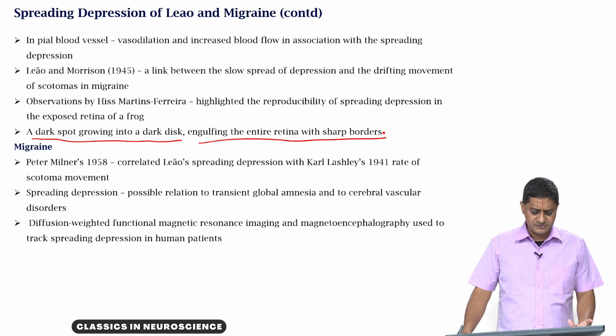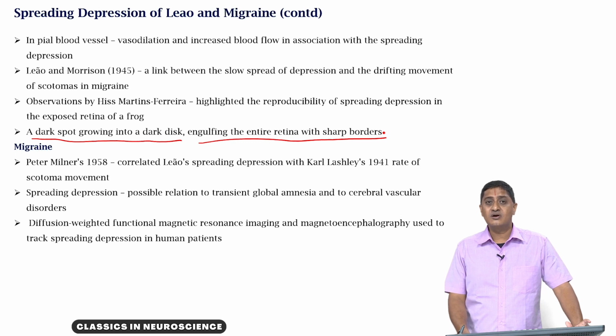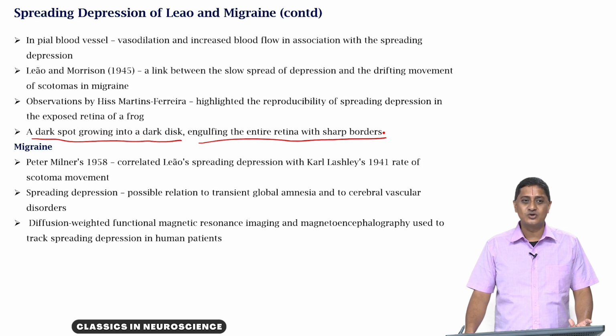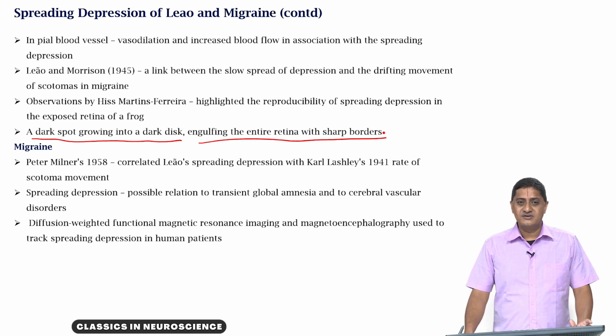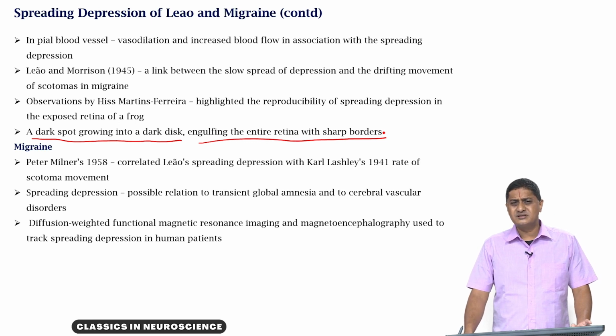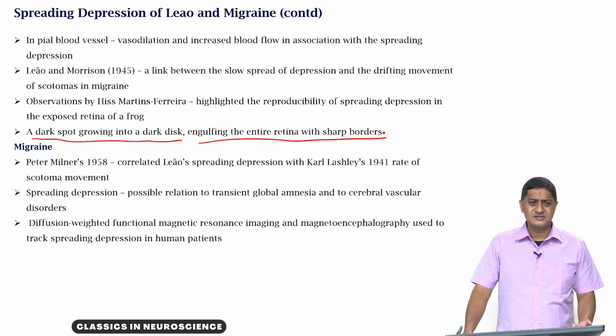For example, Peter Milner's work in 1958 corroborated Leão's spreading depression with Karl Lashley's description of the rate of scotoma movement. Karl Lashley had migraine, and he described the rate at which the scotoma of his migraine proceeded. Peter Milner was able to relate Lashley's rate of scotoma to Leão's spreading depression. Possibly spreading depression is also related to transient global amnesia and cerebrovascular disorders.